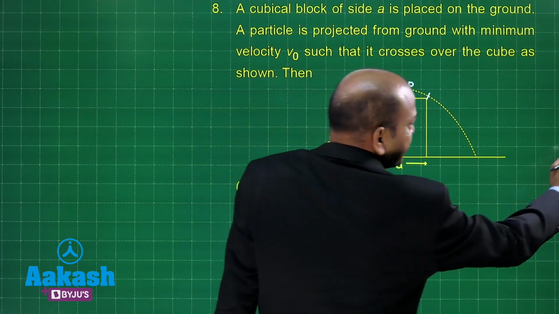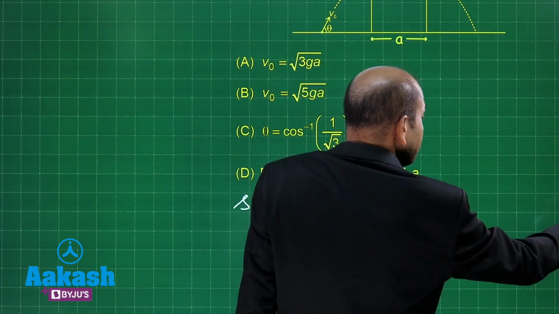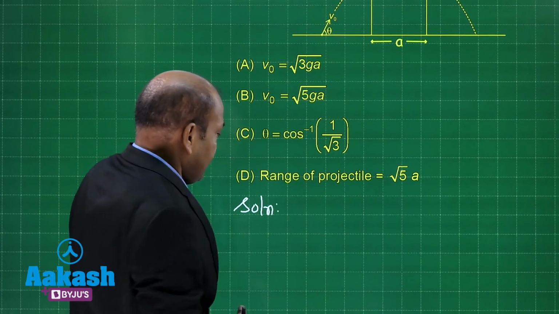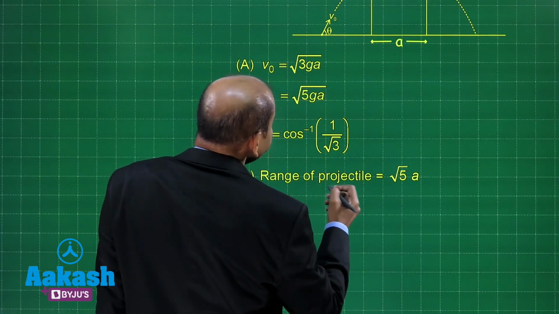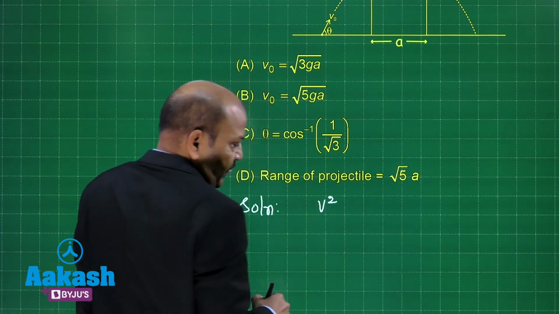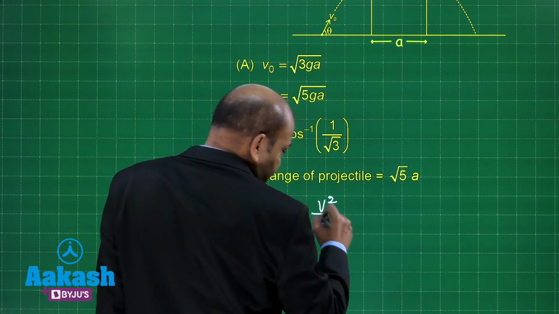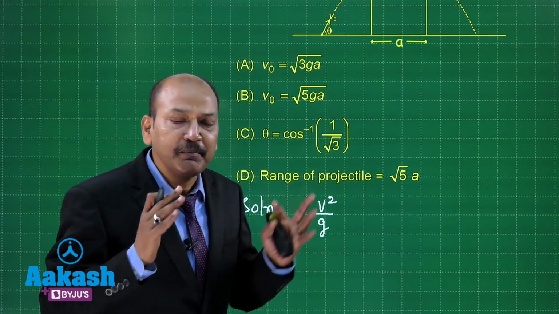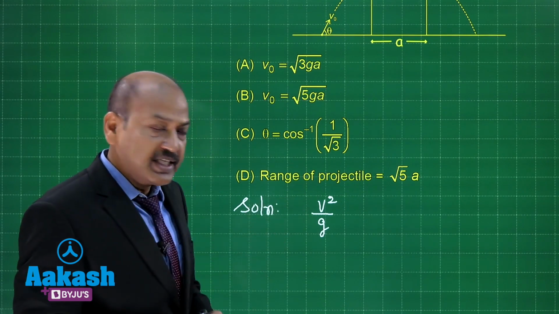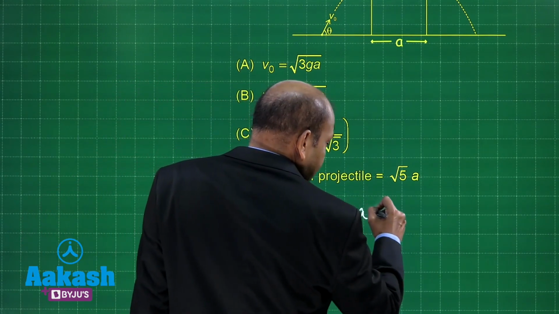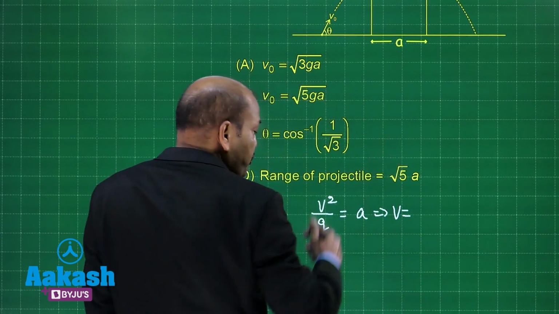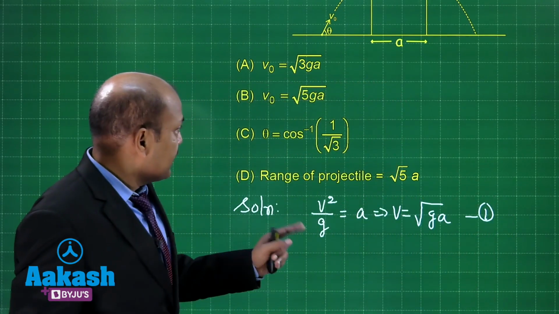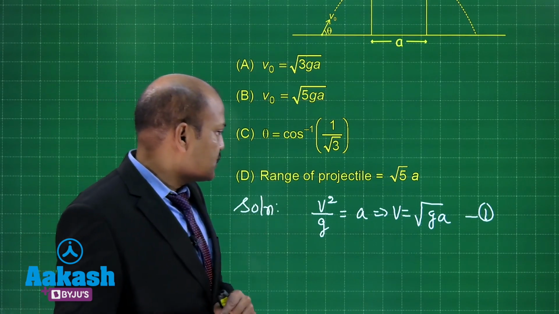So if this angle is 45 degrees, we can find the speed v at that point because the horizontal range is a if you only look at the upper edge of the cube. That gives us v square by g, that is the maximum range formula, right? v square sine 2 theta by g, but sine 2 theta there is 1 because theta is 45 degrees. So v square by g is equal to a, and that gives us v, the speed at that point, as root ga. So let us keep this. We are interested in finding values of v0, theta, and also the range of the projectile.